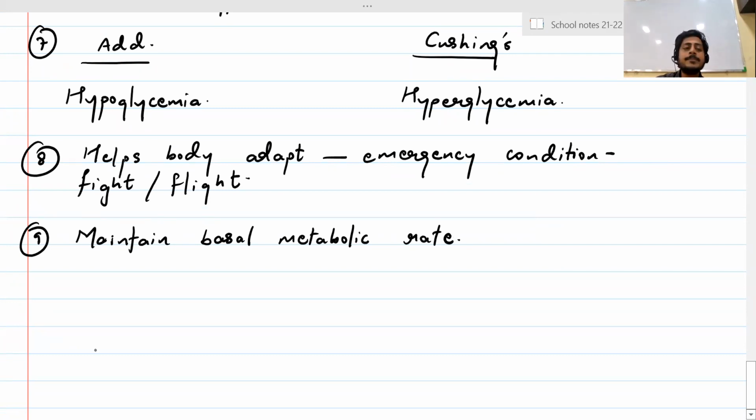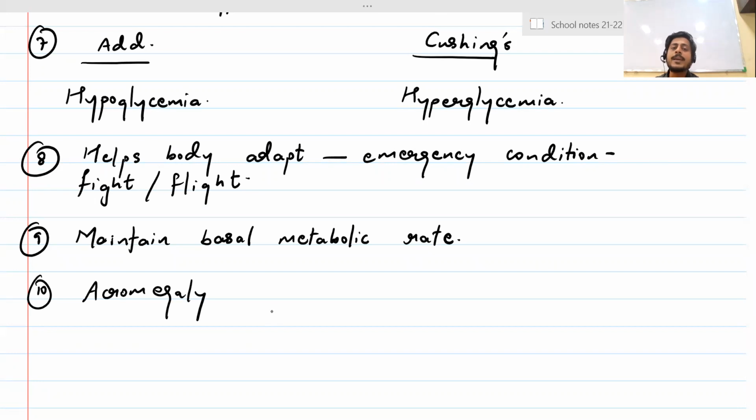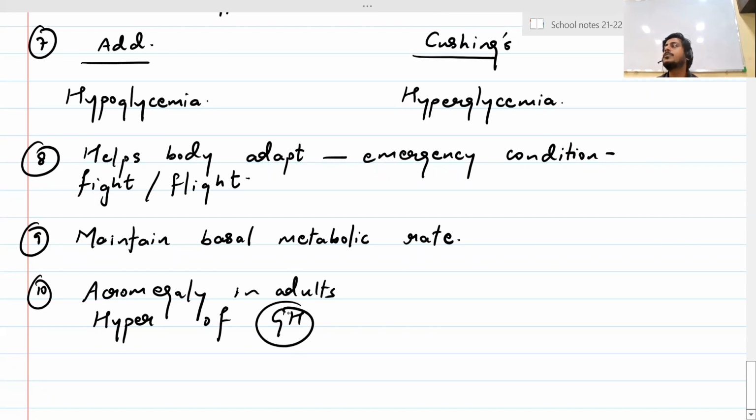Then you have cause and symptom of acromegaly. So first you should know what is acromegaly. In relation to growth hormone, hyposecretion causes dwarfism, hyper causes gigantism in children, and acromegaly is caused in adults. It is caused because of hypersecretion of growth hormone. Again, write full form in school exam. Hyper of growth hormone leads to acromegaly in adults.